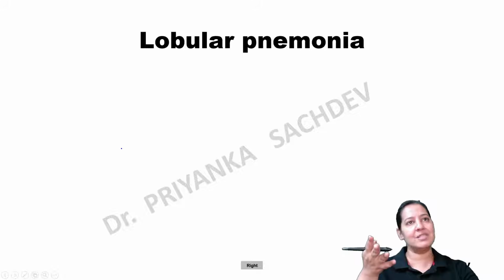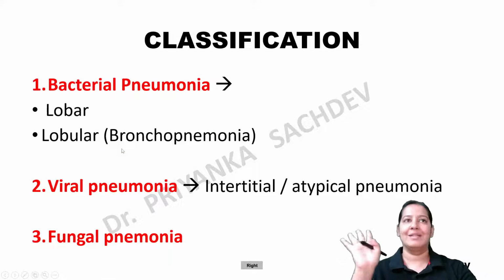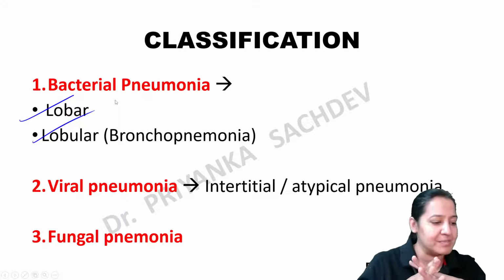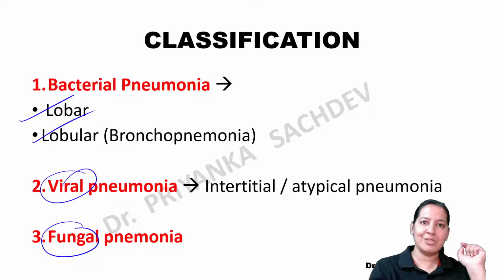These are the 4 stages of lobar pneumonia. This is only 1 stage of lobular pneumonia. So that's it. We are done with lobar and lobular. Everyone gave me a big thumbs up. Should I teach you viral and fungal also?